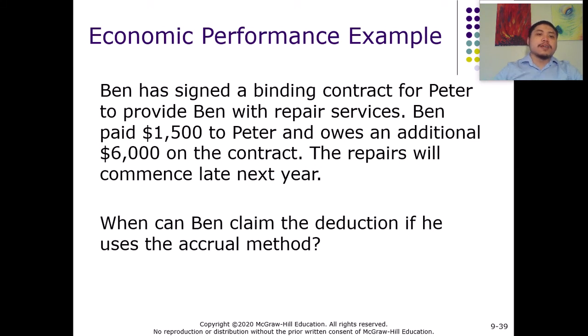This is an example of economic performance. Ben has signed a binding contract for Peters to provide Ben with a repair service. So Ben is asking Peters to provide him some service, and they sign a contract, right? Ben paid $1,500 to Peters and owes an additional $6,000 on the contract. And the repairs will commence late next year. So the question asks, when can Ben claim the deduction if he uses the accrual method? What do you guys think?